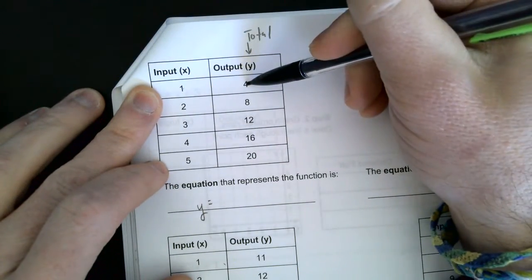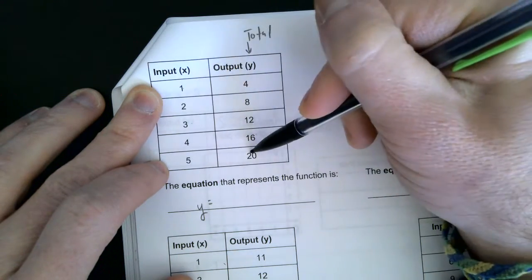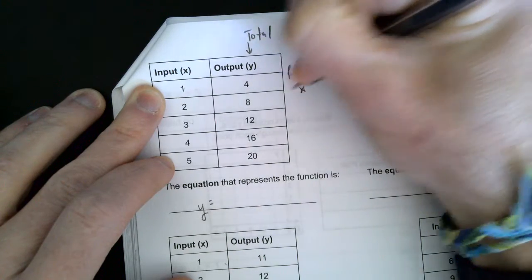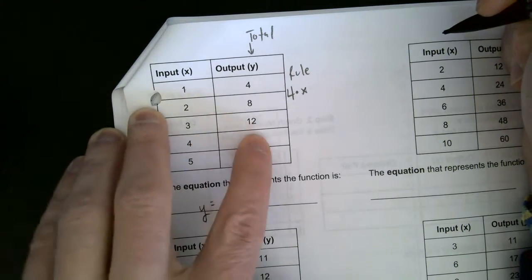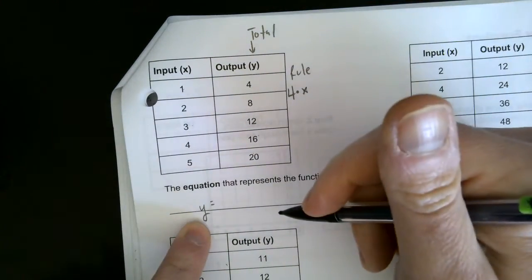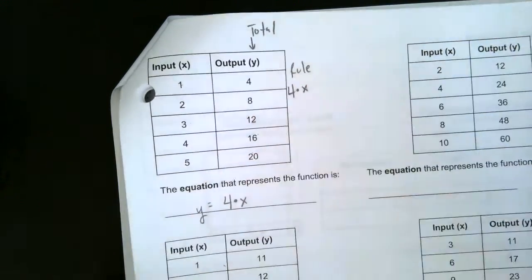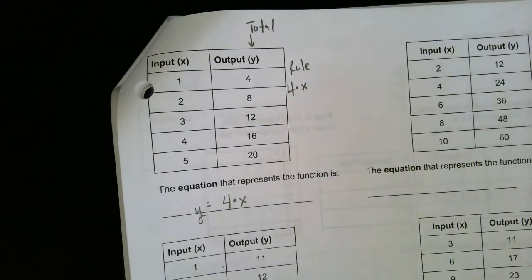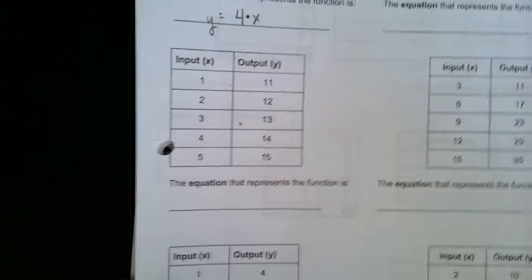How do we get from 1 to 4? And then 2 to 8. This looks like it's going to be multiplying by 4. So the rule for this one is whatever x is, you multiply it by 4. 2 times 4 is 8, 3 times 4 is 12, 4 times 4 is 16. So the total, or the output, is equal to 4 times the input, 4 times x. So again, the first step is to find the rule, and then we can make the equation.